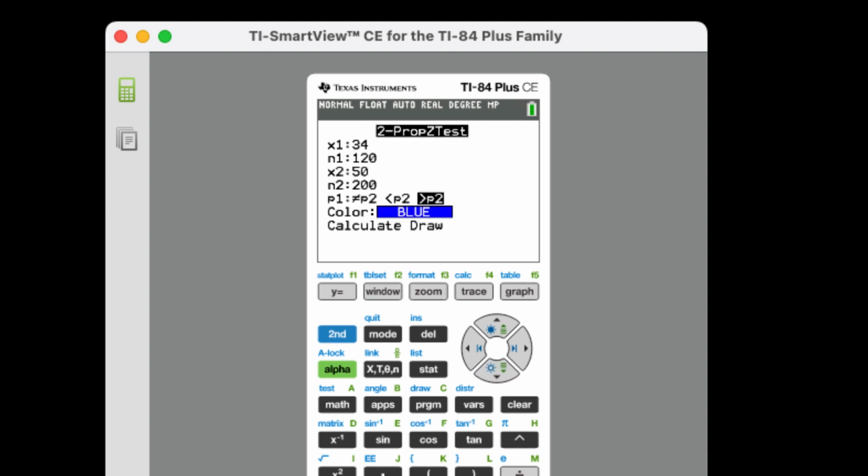So go with the first sample. 132, those are your successes, right? The sample size is 500. Now 322 successes for the second sample, and the sample size was 800. What kind of test is this? Make sure we make the inequality on the left tail. This is a left tail test. Okay? Left tail, hit calculate.